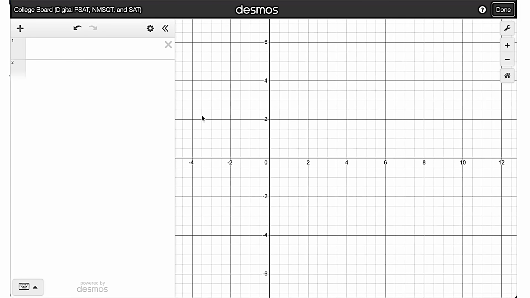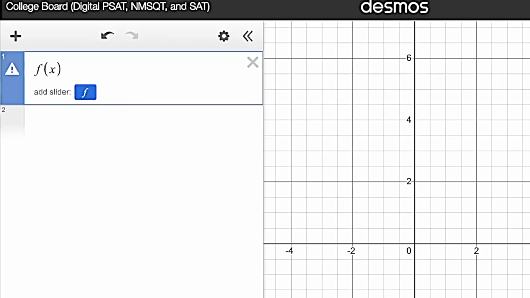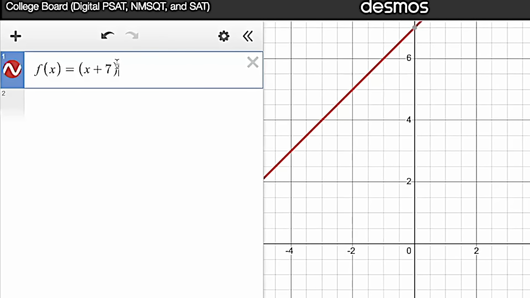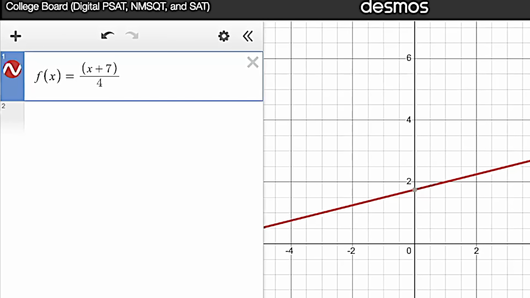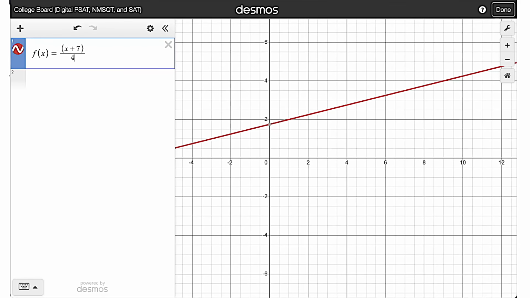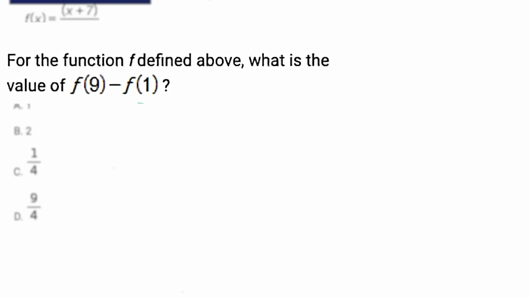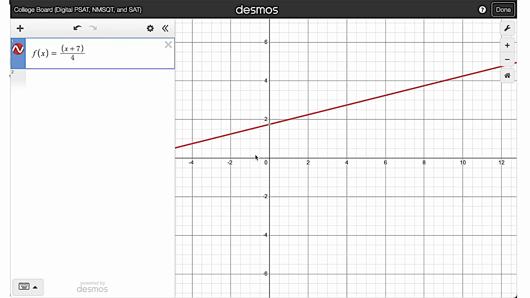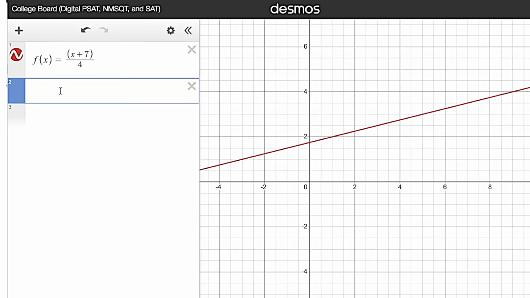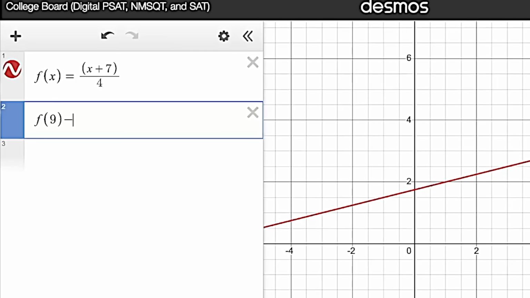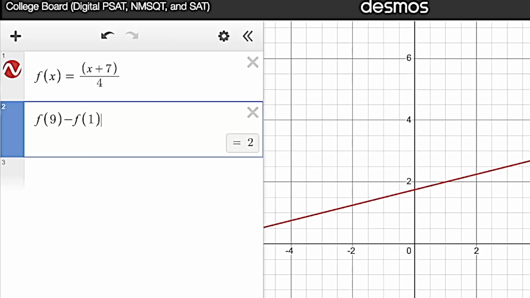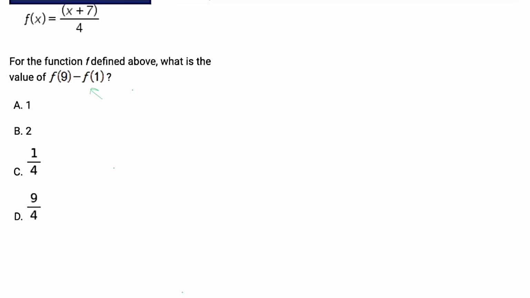So pull up Desmos here. F of x equals x plus 7. And then if you just highlight this and hit the slash sign, it'll divide by 4. So that's our function. And then it was asking us, what is the value of f of 9 minus f of 1? What do we have to do here? It's going to blow your mind. Watch this. F of 9 minus f of 1. 2. It's just going to give us the answer. That's what's up with Desmos. So the answer is 2, which means the answer is B. And yeah, Desmos can do that.